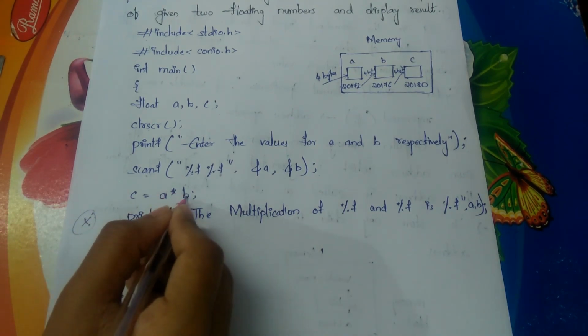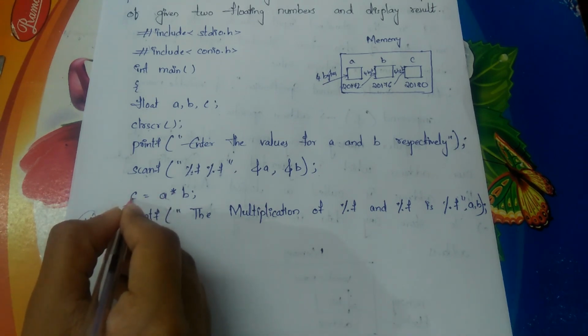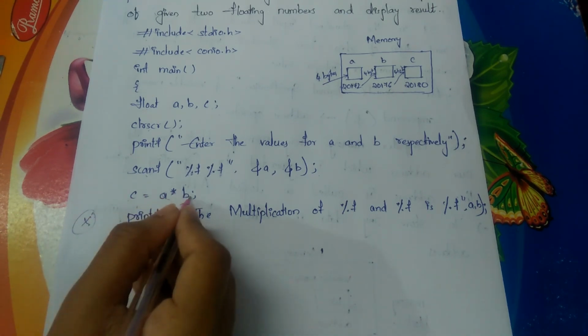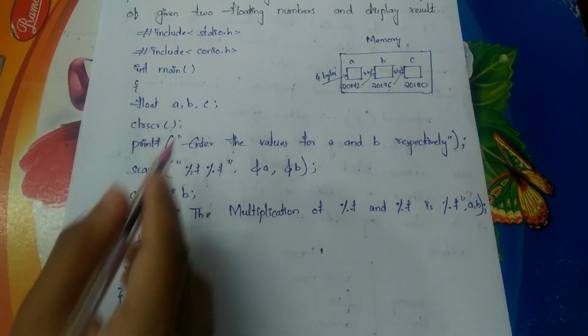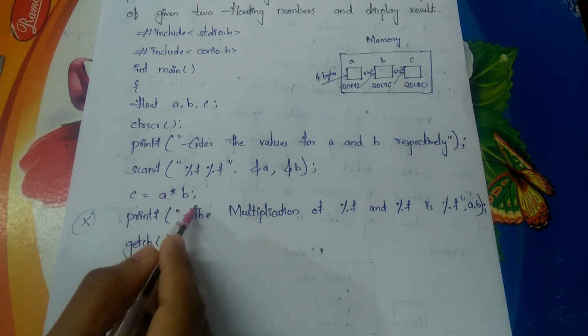So A into B, that I want to store in C. When we are multiplying two floating point numbers, the result will also be a floating point number. That's why C also I declared as float. So C is equal to A into B, ended with a semicolon.